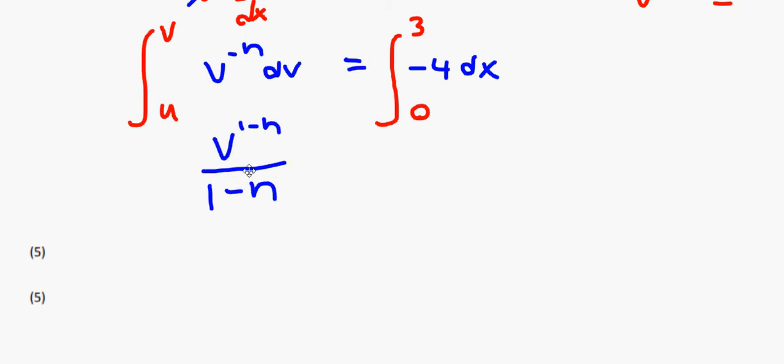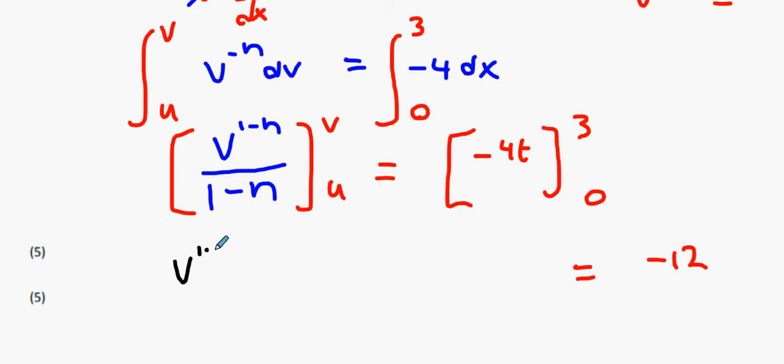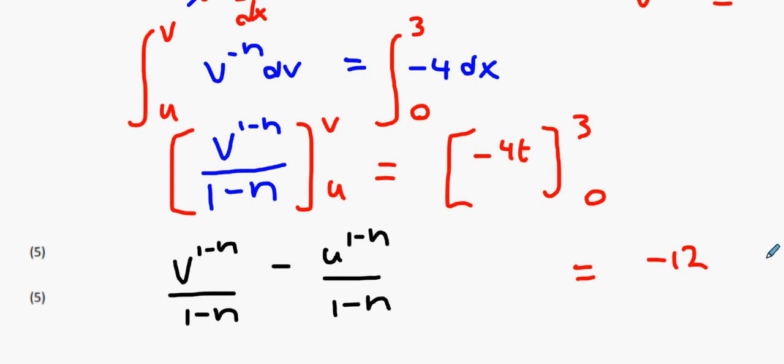So, alright. Now, let's do v minus u here. V and u. And this is 4t from 3 to 0. That obviously makes that minus 12. Okay, let's throw in the u values. So it's going to be phi to the power of 1 minus n all over 1 minus n. Then it's going to be u to the power of 1 minus n all over 1 minus n. I'm going to give it a common denominator of 1 minus n.